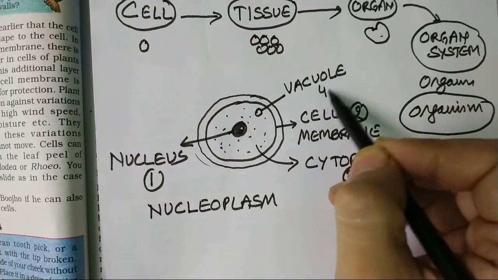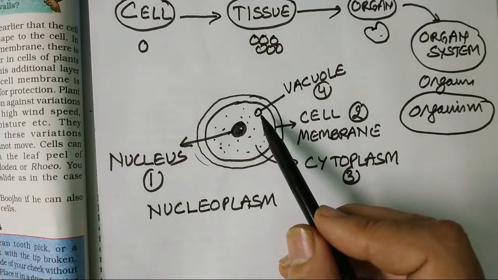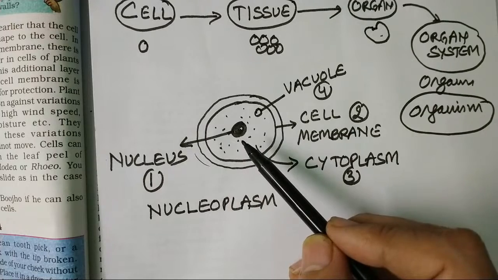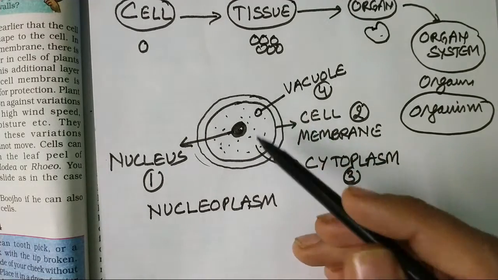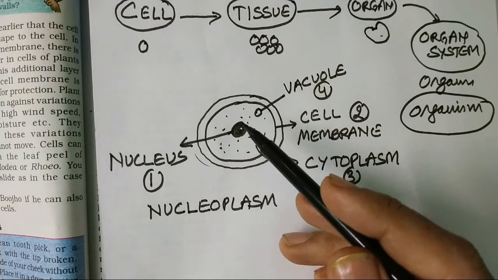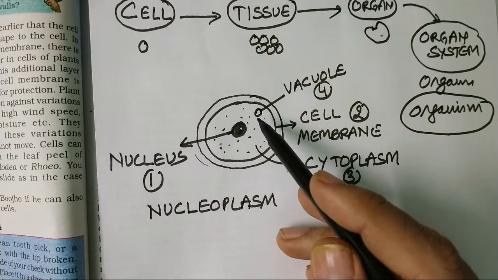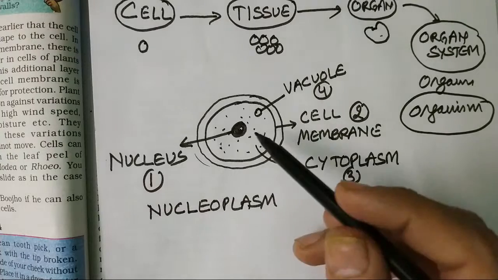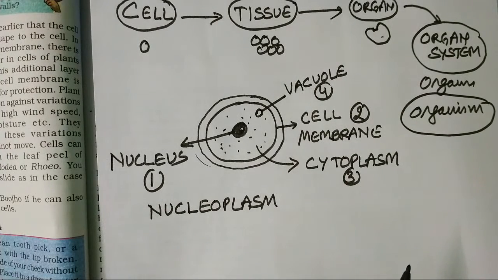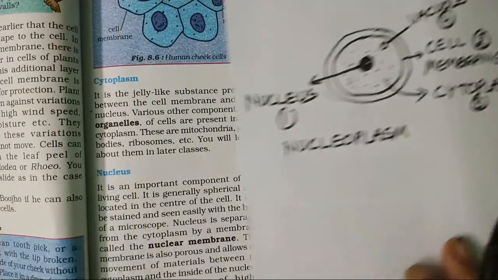This is the fourth component of a cell. These vacuoles are empty spaces which are present inside the cell, and they are empty. Why are they empty? Because the cell does not have any organ for storing food, so the cell stores the food inside. Some of the vacuoles store waste also, which are present inside the cell. There are various other parts. You will study about those parts in higher class.